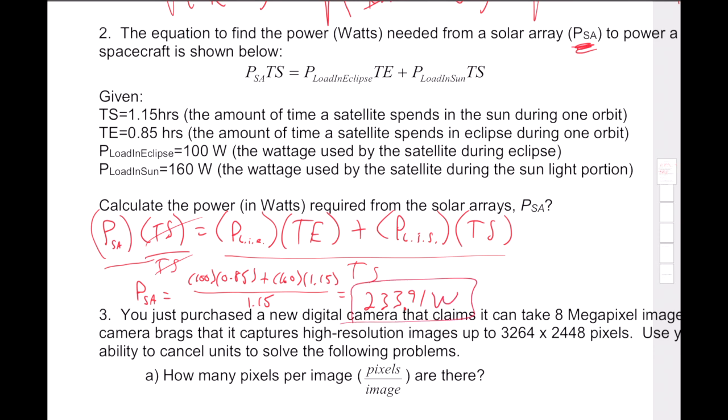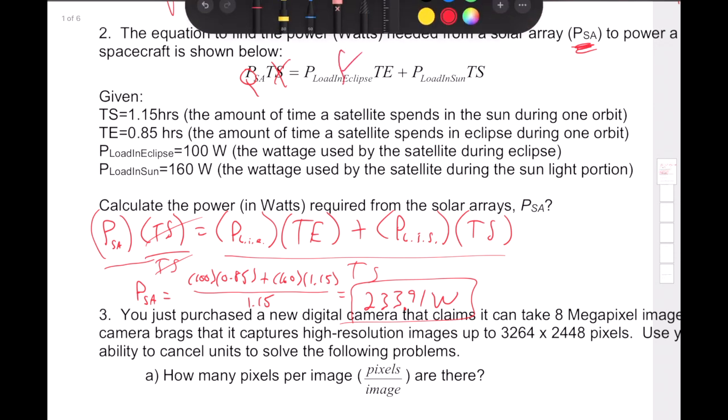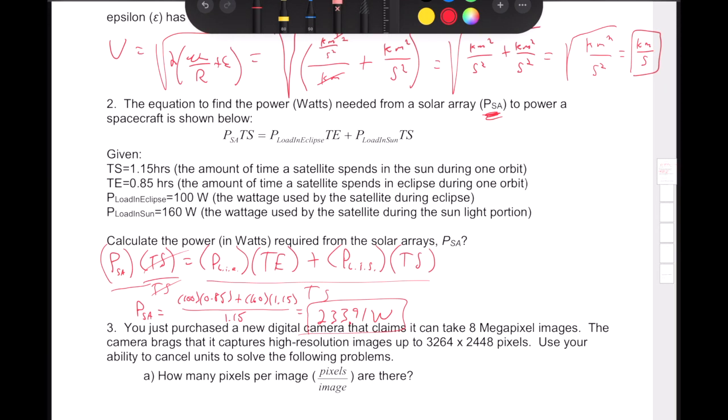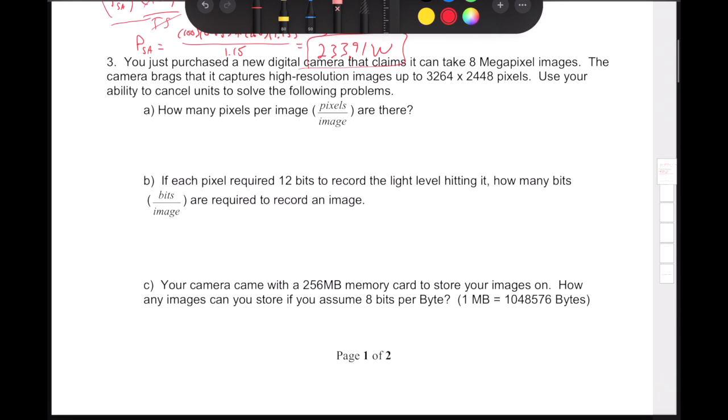And I didn't need to know a single thing about solar panels to solve that problem. This could have been Q, this could have been X, this could have been what. Doesn't matter. I gave you letters, and I gave you what those letters stood for as far as numbers, and that's all you need to solve. So let's carry that throughout the rest of this exam here. Not exam, prep. Review. Call it what you want.